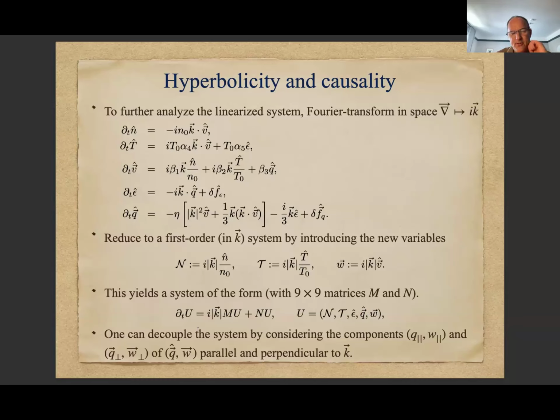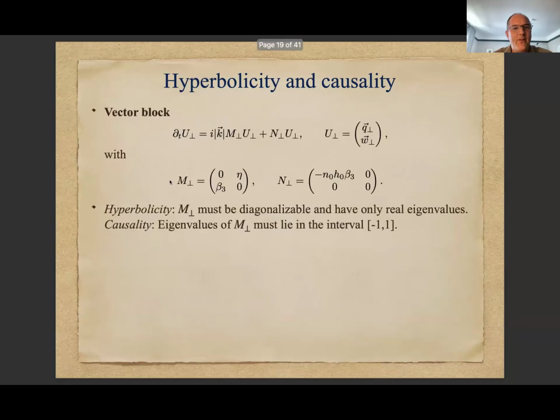Now, fortunately, the system has some structure, so you can decompose q and w in components which are parallel and perpendicular to k. So you get a system which I'm going to call the vector block. It involves only the perpendicular components of q and w, and this is a 2 by 2 system, so it is really easy to analyze. This matrix is given by the following form.